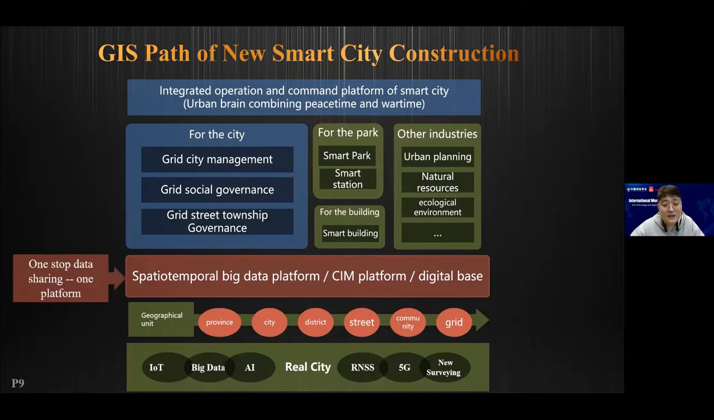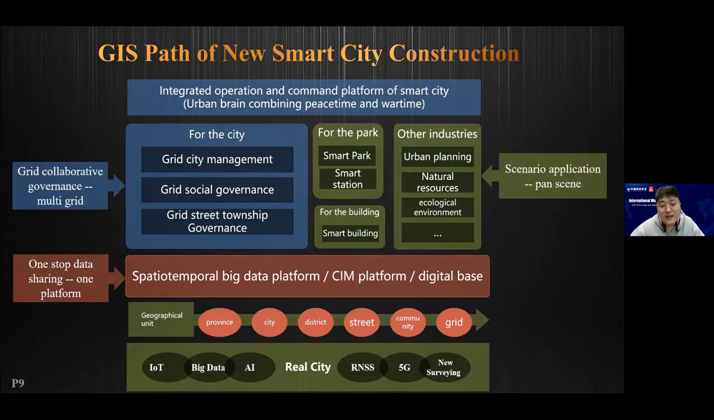Based on the above change and end change, we propose the GIS PaaS of new smart city construction. They are the one-stop data sharing, which is one platform, and create collaborative governance. It is the multi-grid, and the scenario application, we call it as PanSIM.